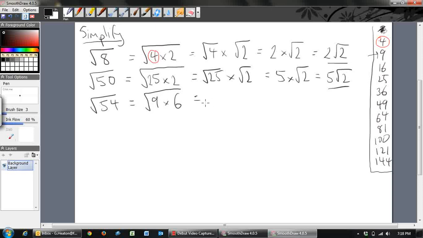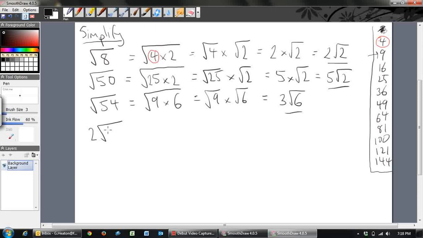Great. Once we've done that, break it up into two pieces. Root 9 times root 6. Perfect. And then what is root 9 equal to? Well, root 9 is 3. So that'll be 3 root 6. And there we go. Nice and easy. Now, just one last thing, I'll do one more example.